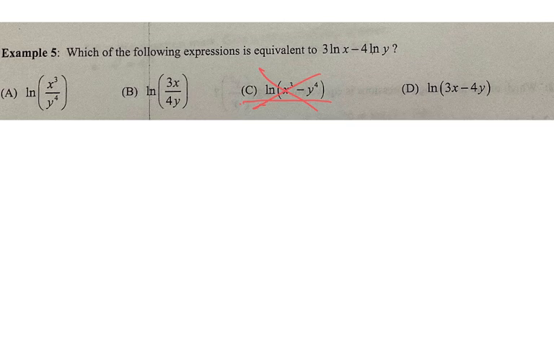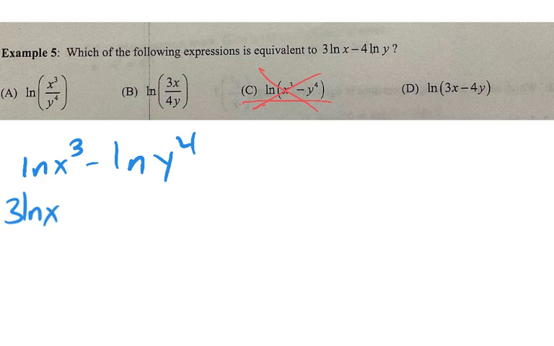Now if I look at A, what's happening with A? I have division in the argument. What can I do if there is division in the argument? I can write that as subtraction of the logs. And because the whole argument is being raised to the third power, I can move the 3 out front. So this becomes 3 natural log of x, and then same story on the next one, that's 4 natural log of y. So did that match? Yes.